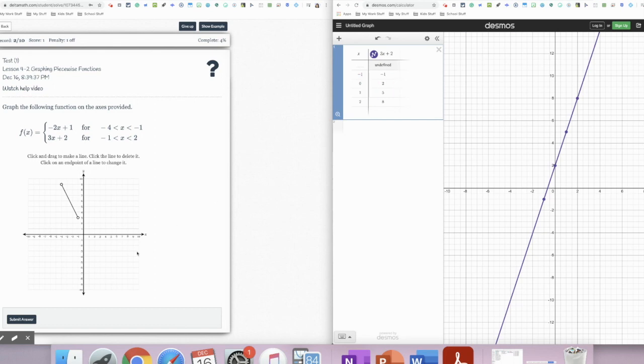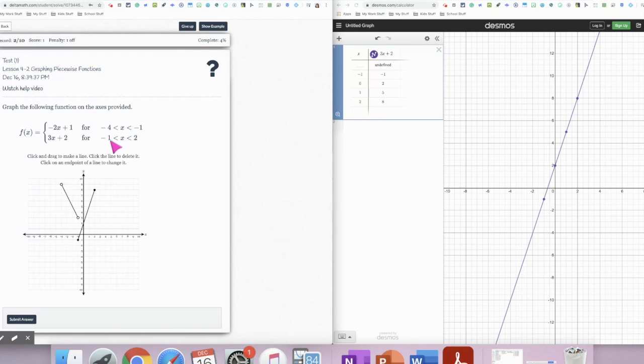So negative 1, negative 1. Again, I click, and now I'm going to start dragging my second point. 0, 2. 1, 5. 2, 8. So there's my segment.